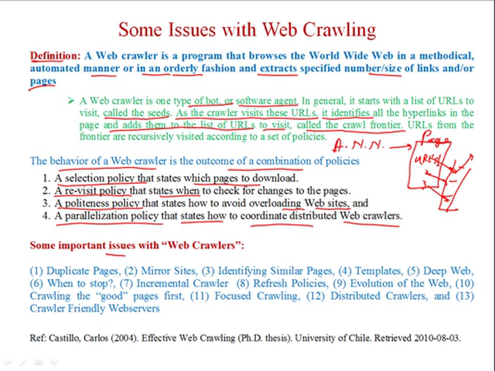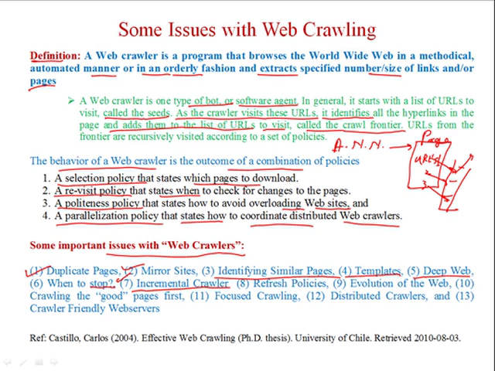Now, some important issues with web crawlers are duplicate pages, which create problems, mirror sites, and identifying similar pages having similar content. Templates: it is tough to identify the templates. Deep web. When to stop is also an important criterion: how to stop the crawler.